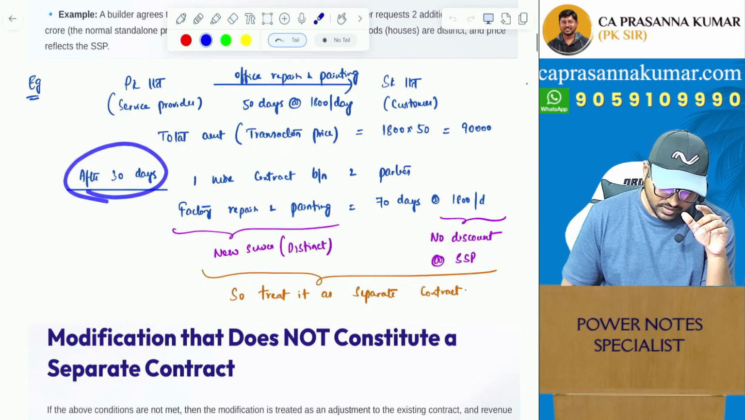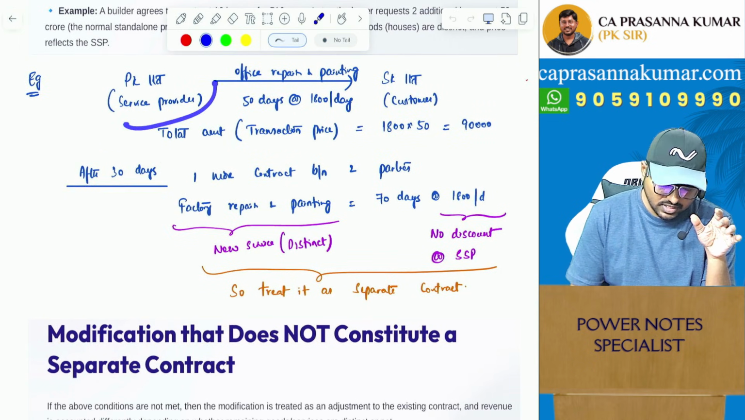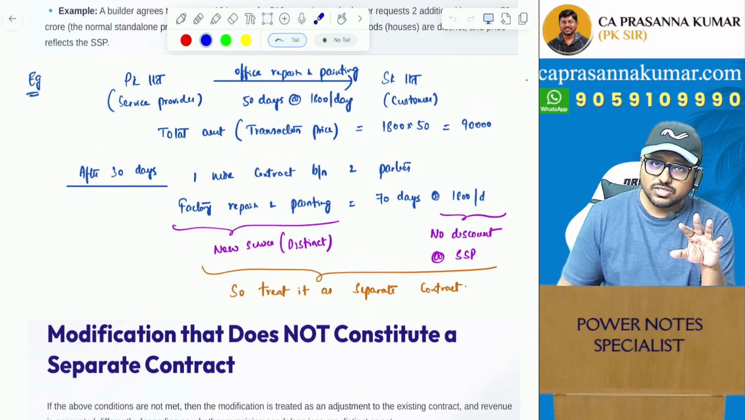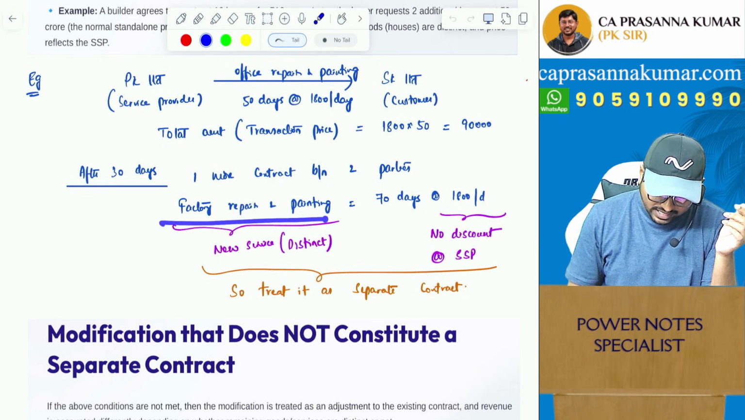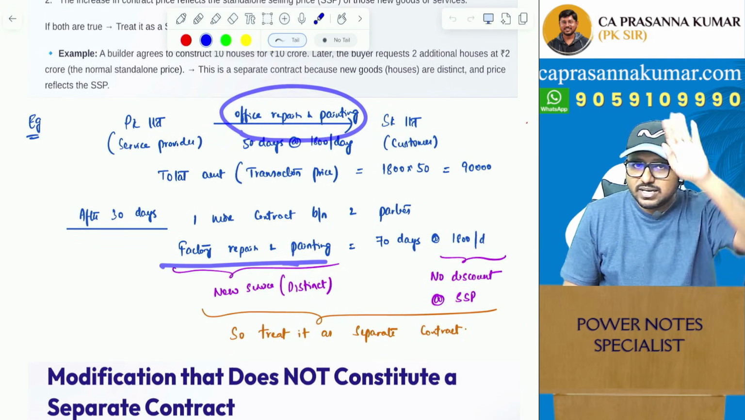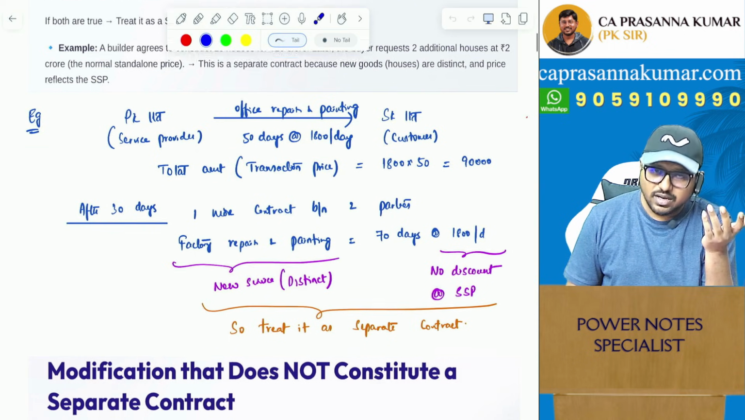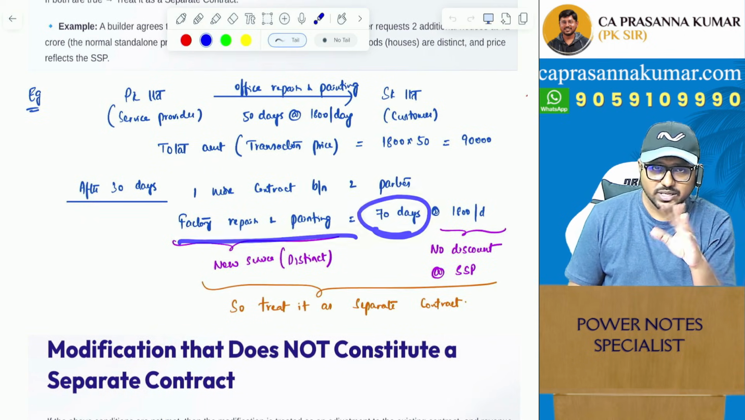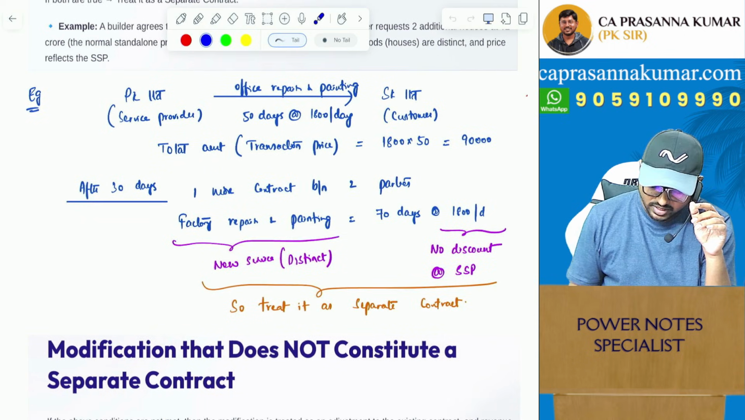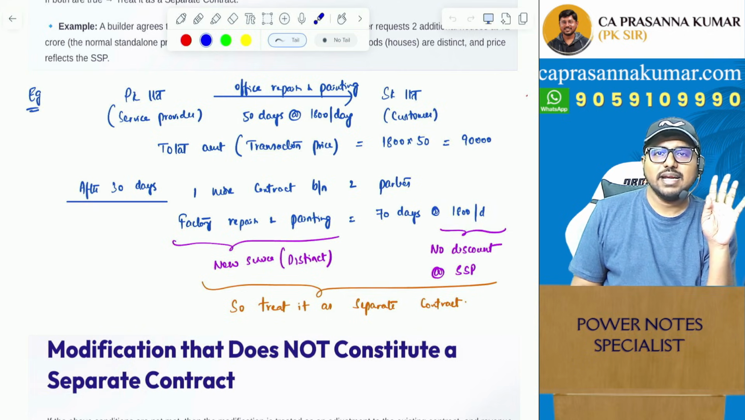in the middle, one more contract is entered between the same two parties, but this is a totally different service: factory repair and painting. Office repair and painting is separate, and factory repair and painting is separate. For that, the arrangement is that it will take 70 days to repair the factory, probably because it is bigger than the office, and the same price, 1800 per day.